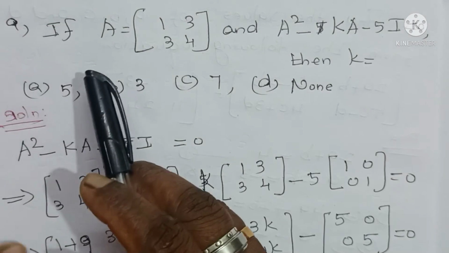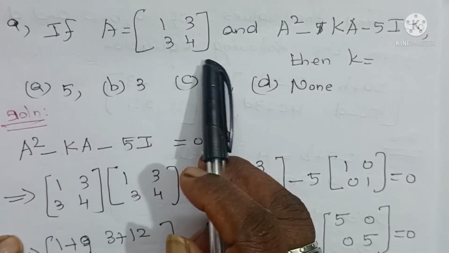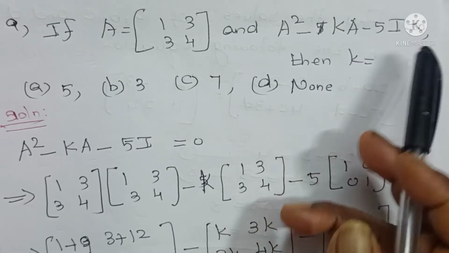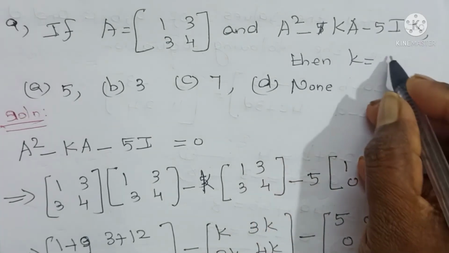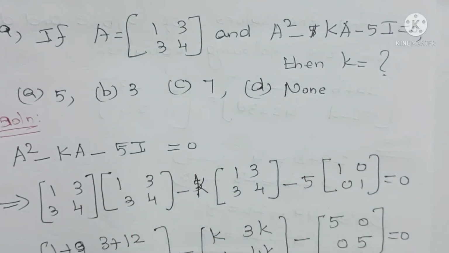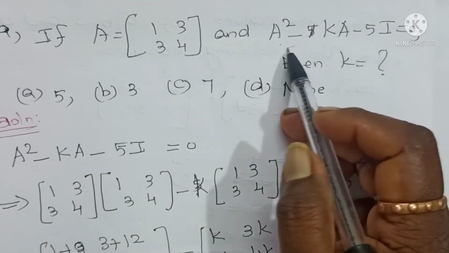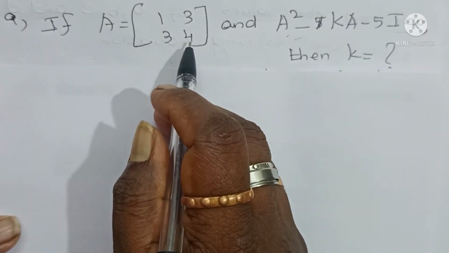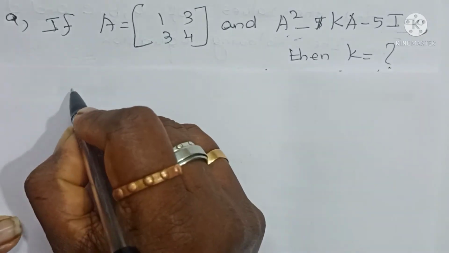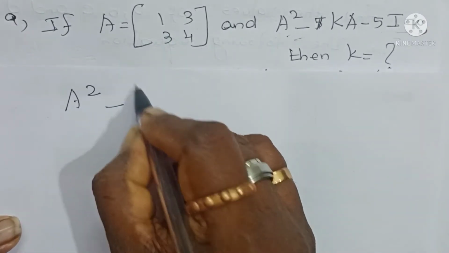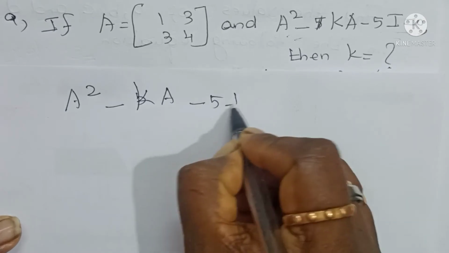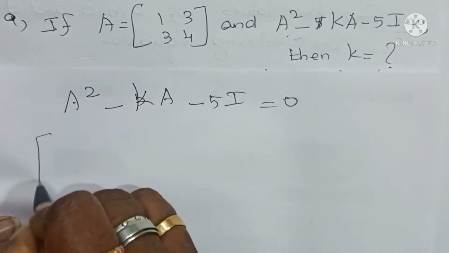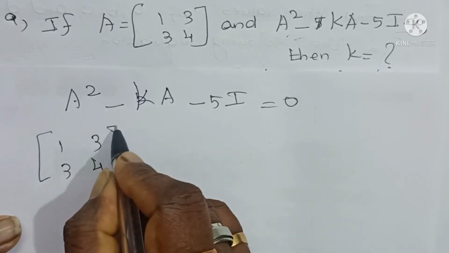Next, move on to the 9th question. If A is equal to [1, 3; 3, 4] and A squared minus kA minus 5I is equal to 0, then k is equal to what? They have given 4 options. From this you have to find the value of k. Here they have given A. So first of all you have to write A squared minus kA minus 5I is equal to 0. Then you have to substitute the value of A here. So [1, 3; 3, 4].